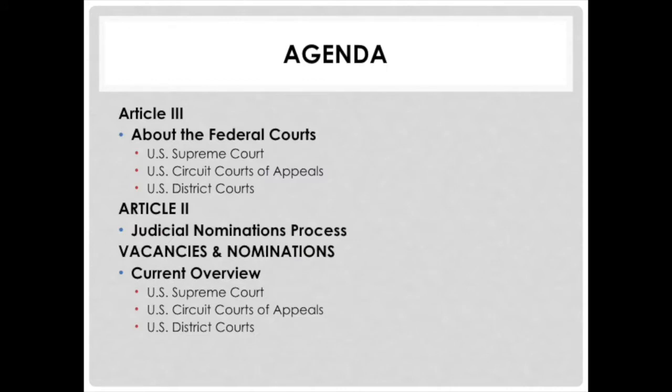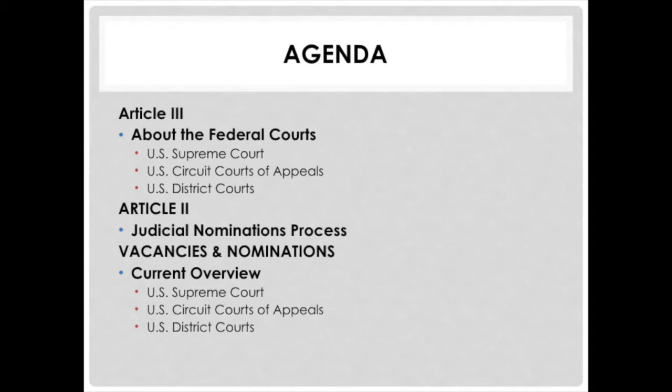As you can see on the agenda, we're going to talk about the Constitution's Article 3 and discuss how our federal courts are set up. We'll also be talking about Article 2, which outlines the Senate's role in the judicial nominations process. Then we're going to be talking about vacancies that are happening on our federal courts, as well as that nominations process, giving a bit of an overview as to what's happening in terms of vacancies and nominations at all levels of our federal court.